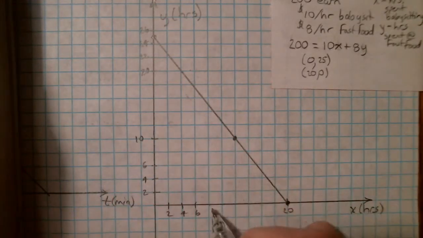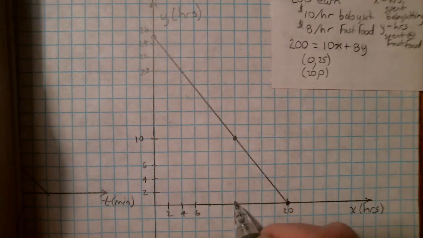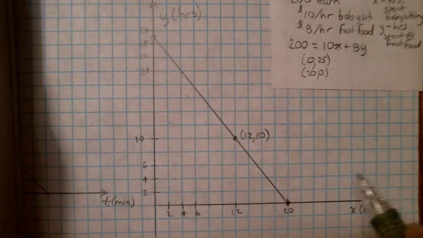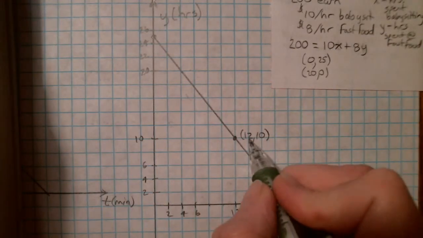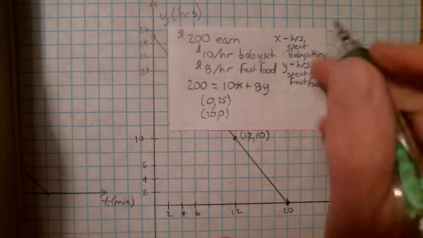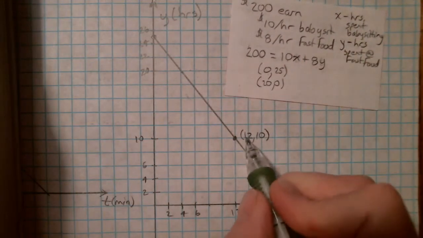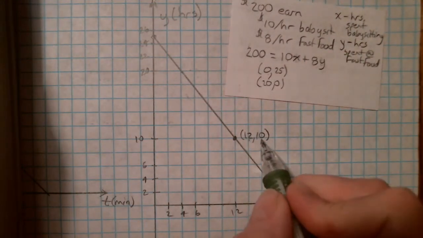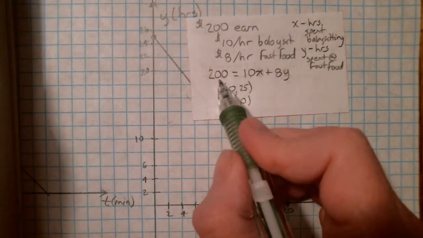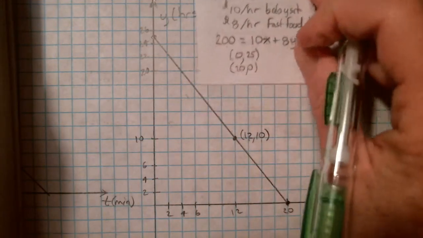So a point on this line, say this point right here, is the point 12, 10. What that means is that if I spend 12 hours, remember my X is the hours spent babysitting, if I spend 12 hours babysitting and 10 hours at the fast food restaurant, I will have earned $200 because that point is on that line.